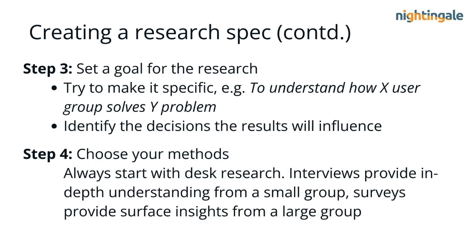Step 3 is to set a goal for the research, and you need to try to make it specific. So to understand how X user group solves Y problem, for example, and it could be bigger or smaller than that, but it depends on the scale of the research. But you need to identify the decisions the results will influence. If there are no decisions that the results will influence, then why are you doing it? Then it can be vanity or marketing metrics or something else. But if it's for a design, then you need to link it to something.